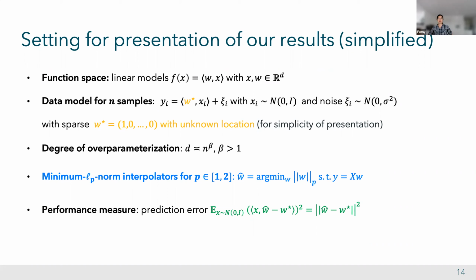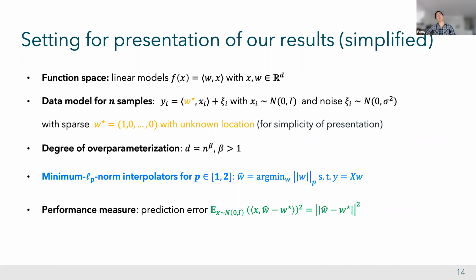Okay, so the function space, again, we consider linear models. And the data is generated by the linear model with Gaussian covariates, isotropic Gaussians, and Gaussian noise. So the Gaussianity is pretty important, and that's something we cannot extend. But that's primarily the main thing that we cannot extend. We think that we can also extend that to spiked covariances, but we're still working on it for prediction error. Okay, the degree of overparameterization here, we use beta, which is the exponent. So d is of the order n to the beta. So the exponent beta reflects the degree of overparameterization.